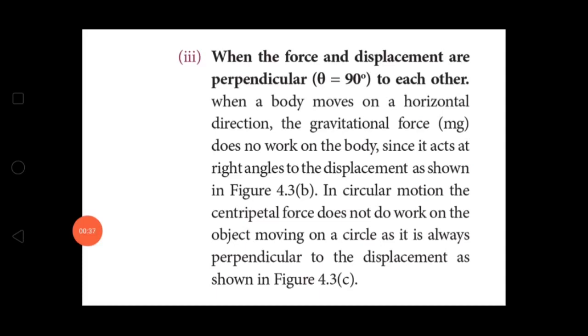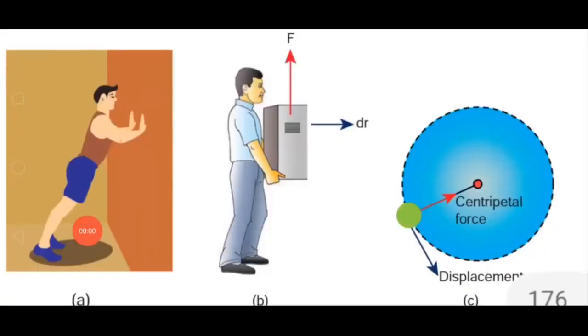So now we have discussed three cases. In the first case, the force is 0; in the second case, the displacement is 0; and in the third case, the force and displacement are perpendicular to each other. In the perpendicular direction, theta takes the value 90 degrees, so the work done is 0. See here, the diagrams are given for these three cases.